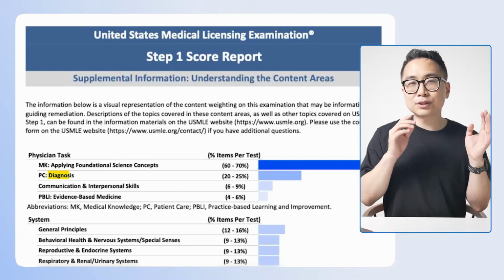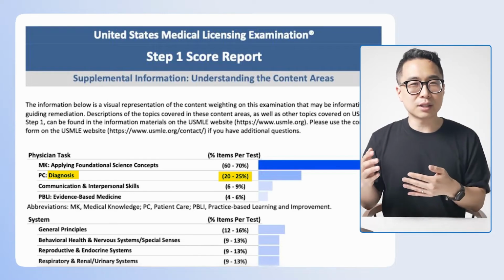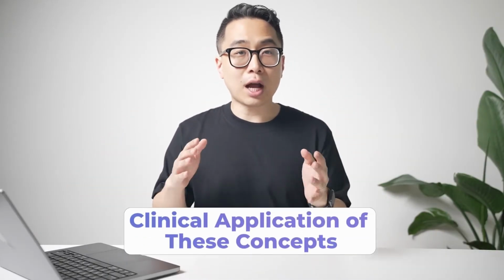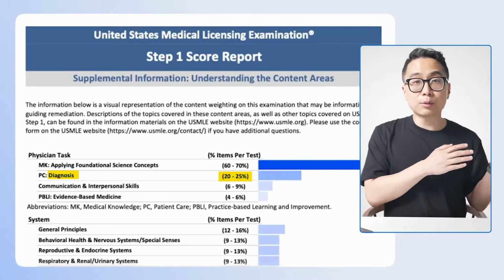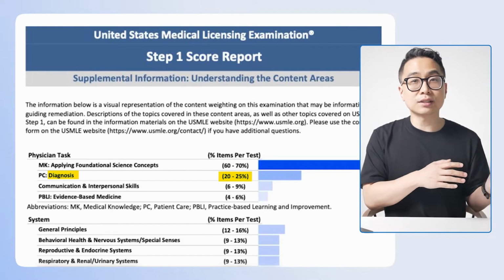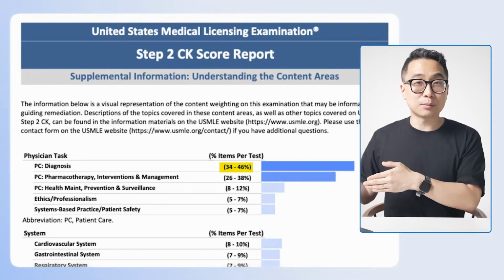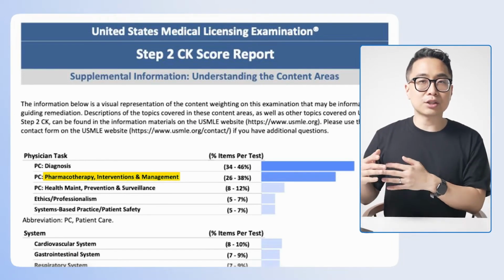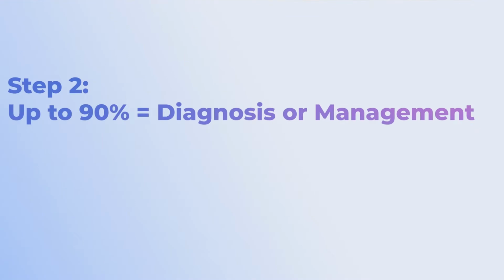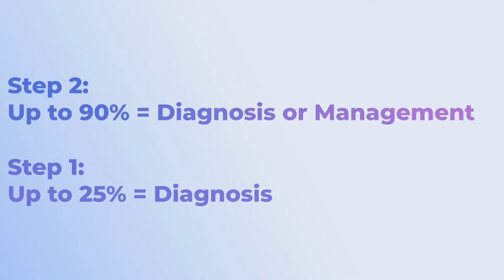Note too, that for diagnosis, it's only about 20 to 25% of the test. As everyone knows for step two, so much more of it is based on clinical application of these concepts. Let me give you some examples. So whereas up to 25% of the test for step one is diagnosis, up to 46% of the test for step two is diagnosis. And for management, which is the pharmacology, interventions, and management section, up to 38% of the test is that. So if you think about it, almost up to 90% of the test is either diagnosis or management, which is a big difference from the up to only 25% of it for step one.